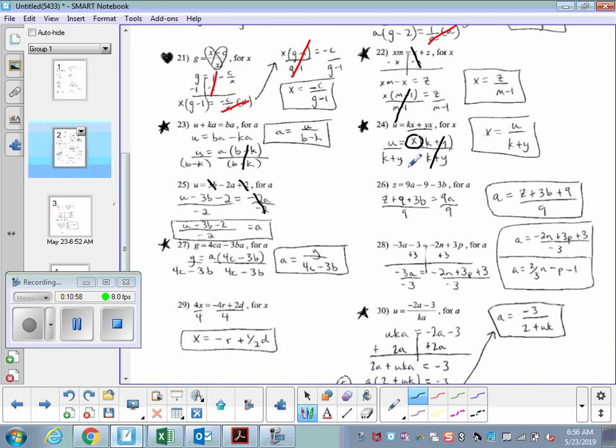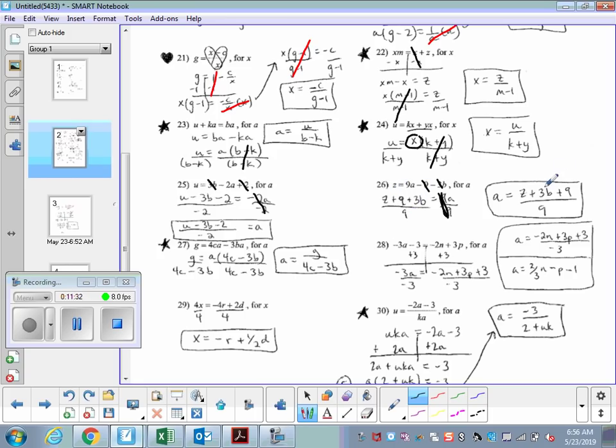Alright, now we're on number 26. So it's currently solved for z, and we're trying to solve it for a. So it's 9a minus 9 minus 3b. So now what we're going to do is add the 9 on both sides and add the 3b on both sides for the negative 9 and the negative 3b to cancel out over here. So if I add them to both sides, now they're over here. I've got z plus 9 plus 3b equals the 9a that was over here. Now simply divide both sides by the coefficient for it to cancel out. And a is z plus 9 plus 3b over 9.